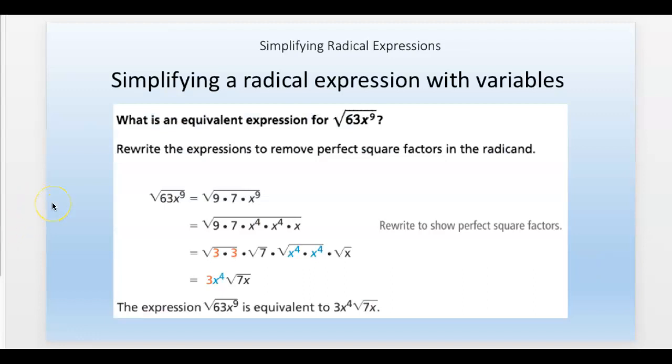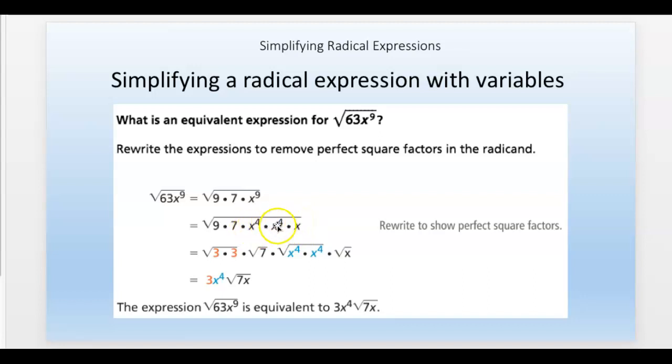Also, guys, we use variables: x squared, x to the 9th. We can put y in there as well. You remove the perfect square factors that are inside the radicand. Again, 63 is 9 times 7. Now x to the 9th, you can rewrite that as x to the 4th times x to the 4th times x. There's 9 x's right there.